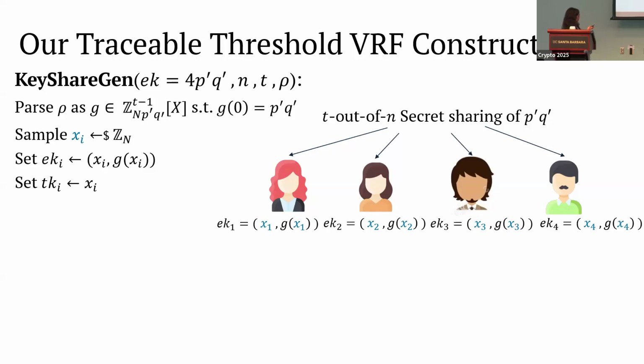One more thing to note here is that the tracing key tk_i will also contain the x_i values. For any party i, the x_i will only be known to the tracer or to party i itself, but nobody else would know this number.